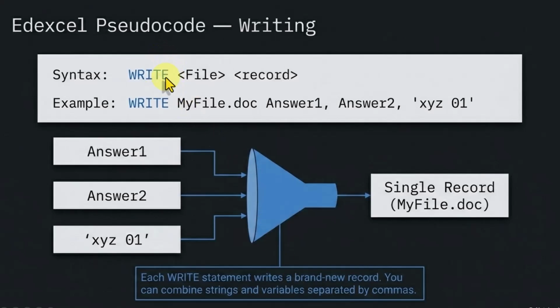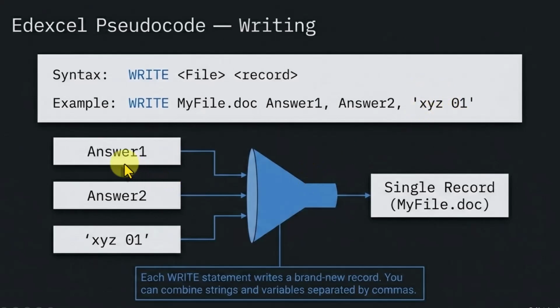See, writing. Okay, write file name, then record. Example is here, write my file doc. So yeah, you can just put quotation marks here, answer 1 comma answer 2, then xyz 01. See, answer 1 and answer 2 are not written in quotation marks, but xyz 01 is written in quotation marks. It means these both are variables. We want to just store the values of these variables here, and at the end of that, xyz 01.